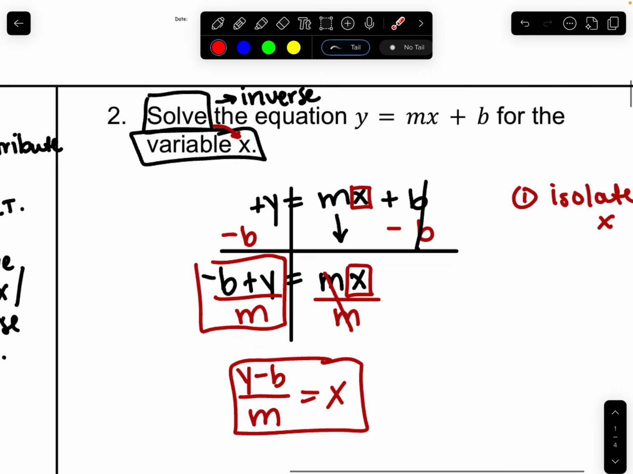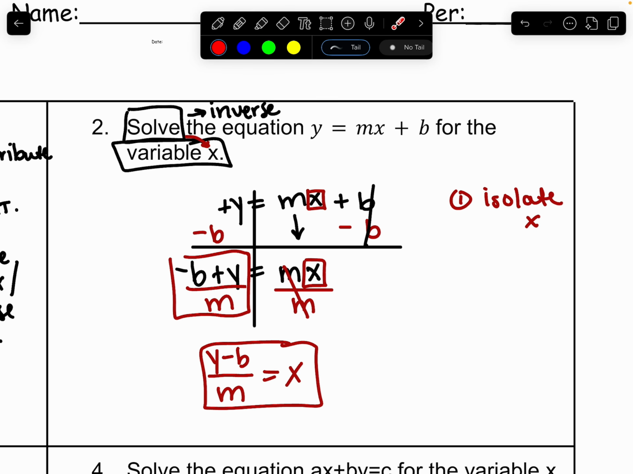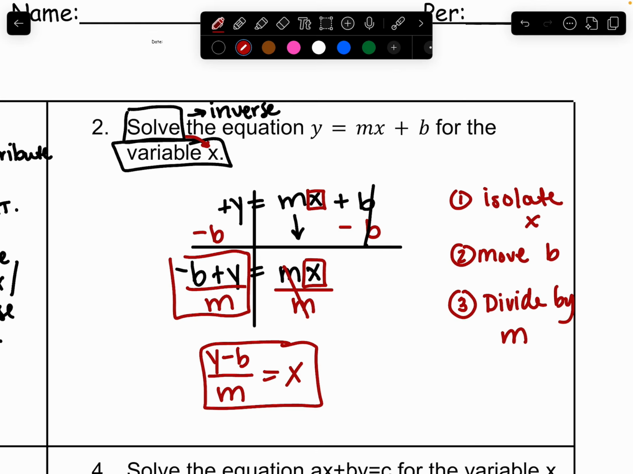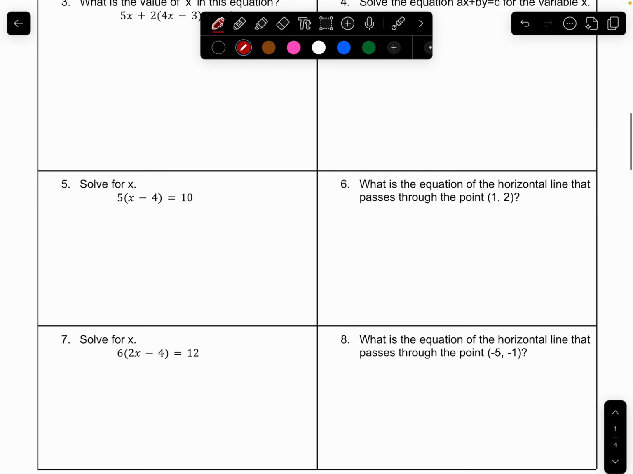Okay, so remember, this is literal equations. This is solving equations with letters. So my first step was to isolate x. Next step was to move b. And then third step, divide by m.